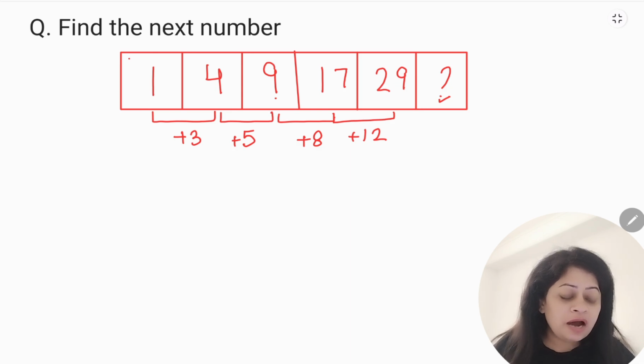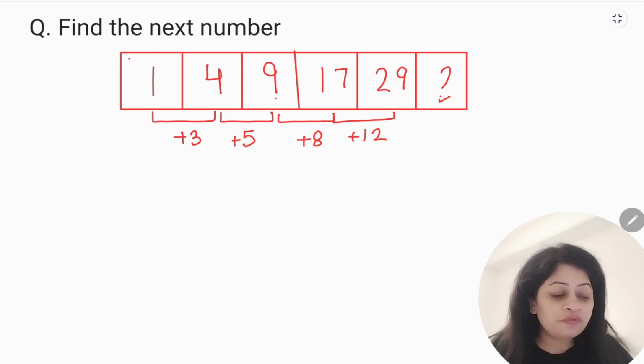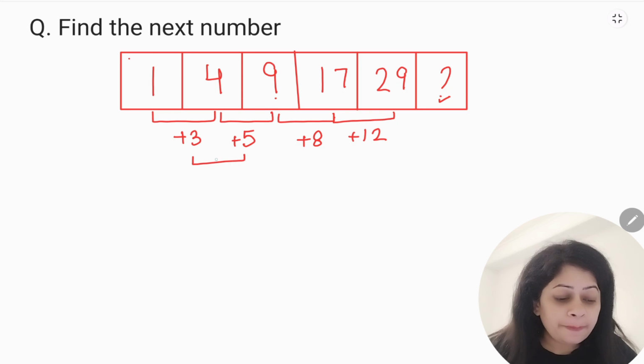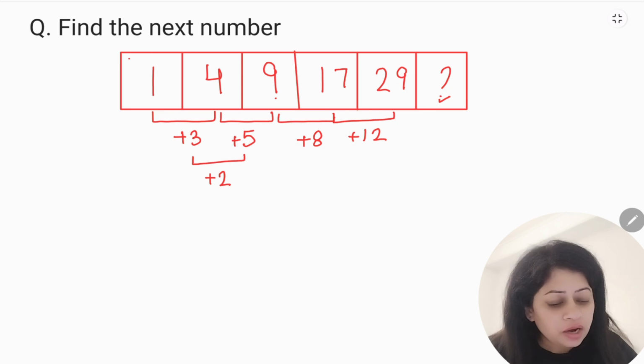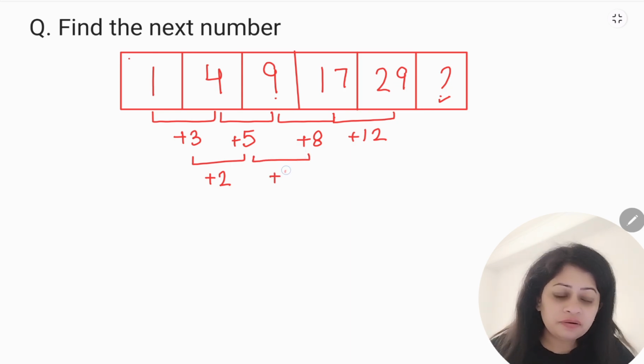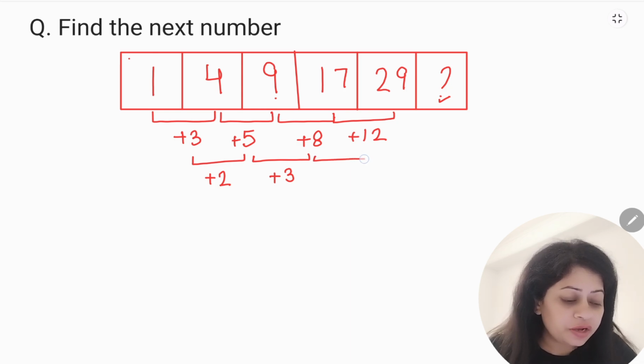Then, if we cannot figure it out with first level addition, what we can do is figure out the difference between these two again. If we see the difference between this 3 and 5, what is the difference? How do we get 5? If we add 2 here, right? How do we get 8 from 5? If we add 3 here. And how do we get 12 from 8? If we add 4 here.